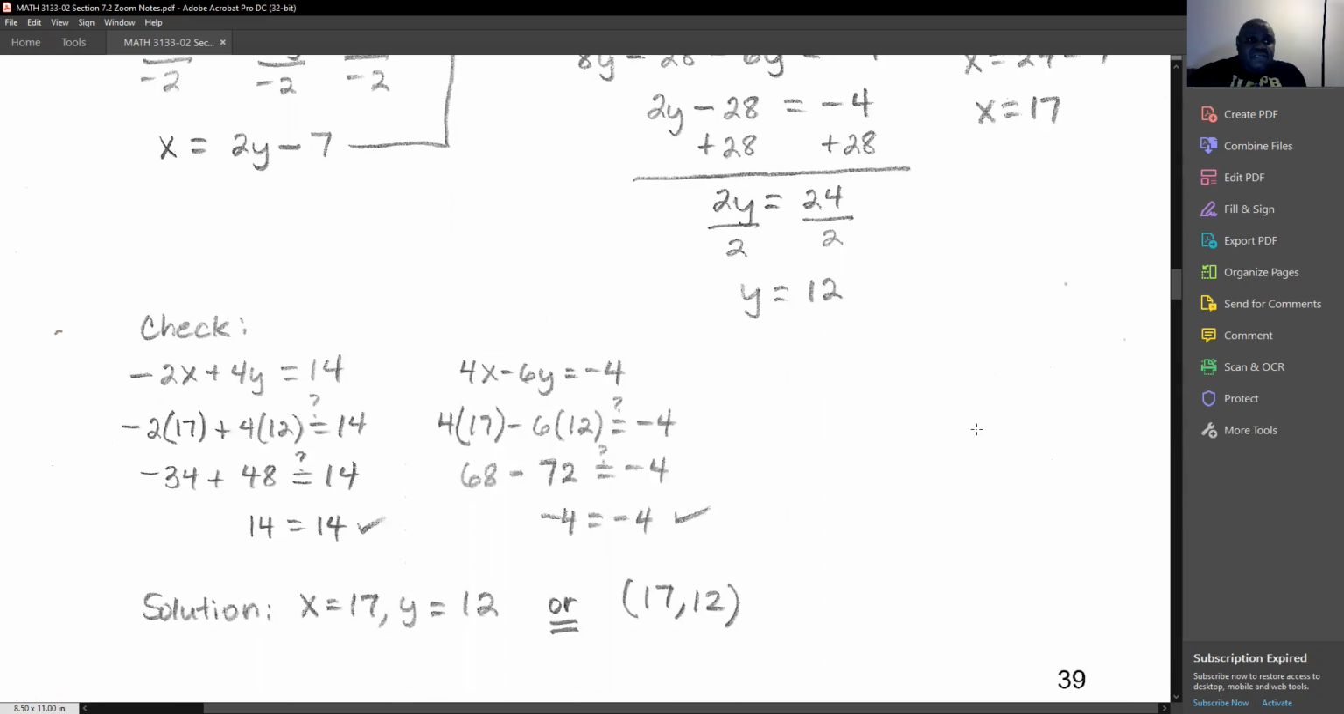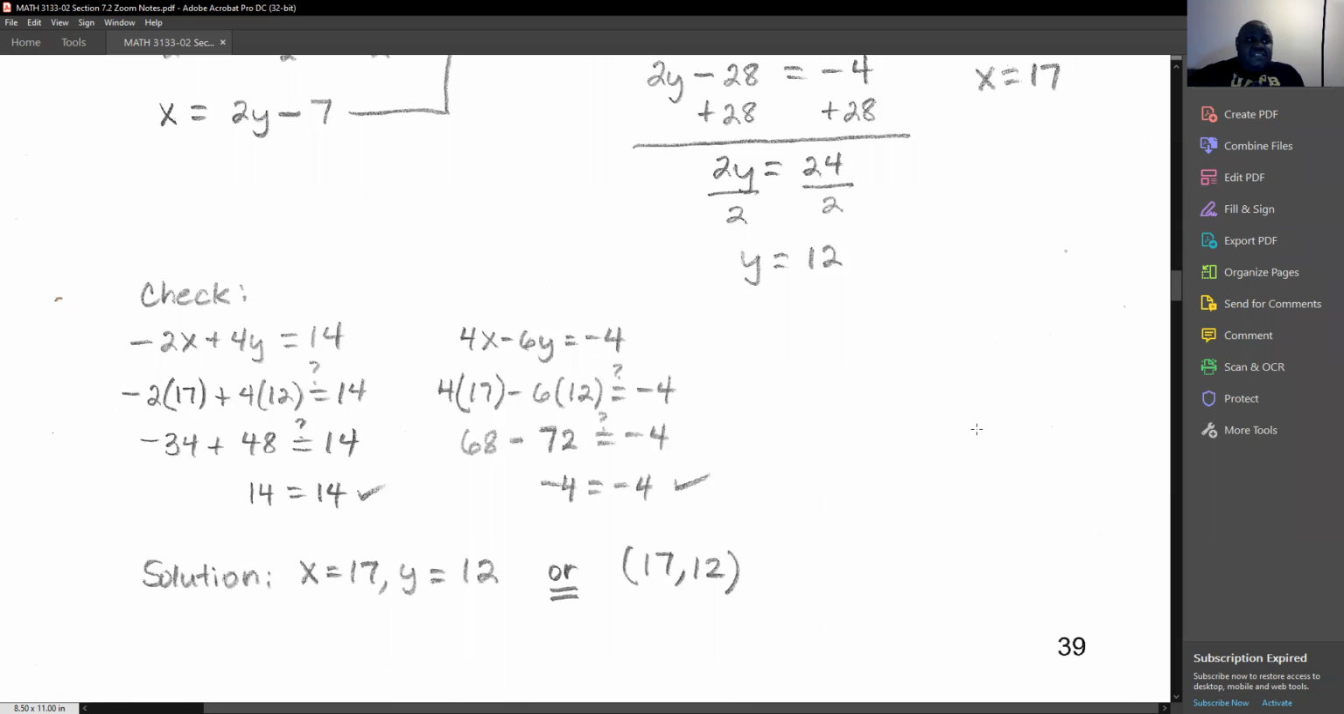Now, here I did the check to show that x equals 17 and y equals 12 represent the solution to that system of equations. So here I took each equation, substituted each x with 17 and each y with 12. For negative 2x plus 4y is equal to 14, I substitute the x with 17, substitute the y with 12. So it'll be negative 2 times 17 plus 4 times 12. I want to know if that's equal to 14.